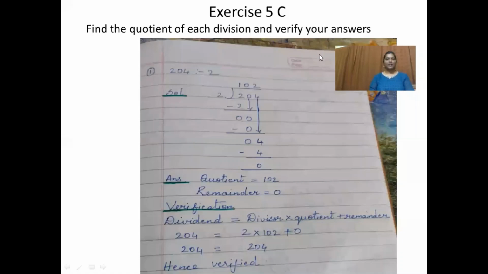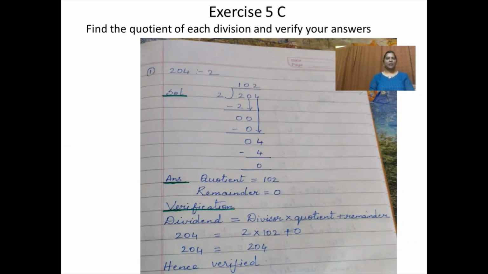Children, let us look into exercise 5C. Find the quotient of each division and verify your answer. Children, to verify the answer, here we use a formula. That is, dividend is equal to divisor into quotient plus remainder. I repeat it. Dividend is equal to divisor into quotient plus remainder.